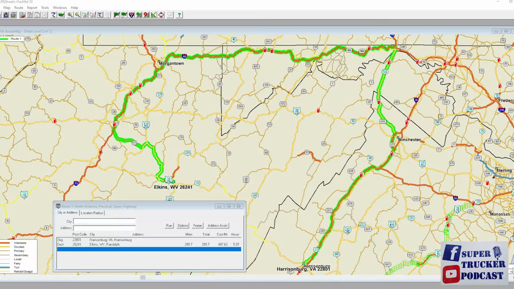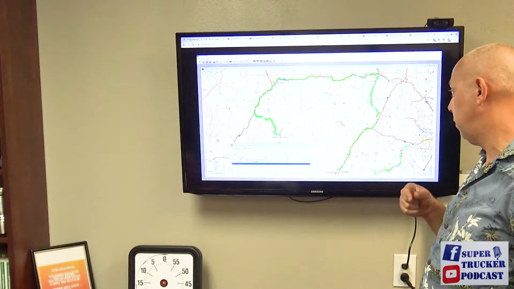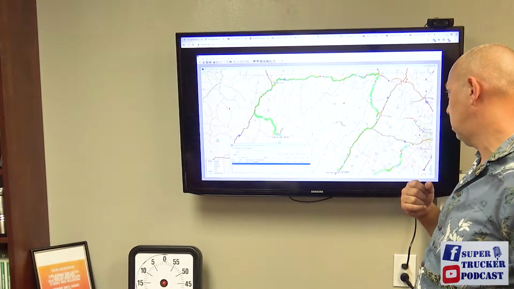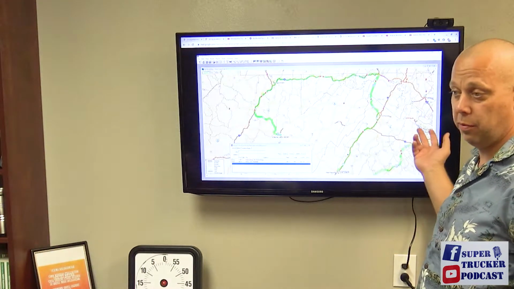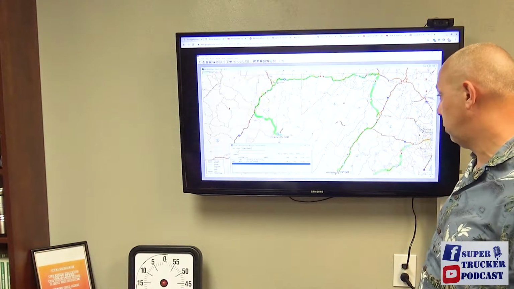It gives you three times better routing than Google. You need to be aware of those areas, or just don't risk. With PC Miler, every computer here has a PC Miler. If your computer doesn't, talk to Matt. He'll get you one. Very easy to use program, very reliable, made specifically for trucks.